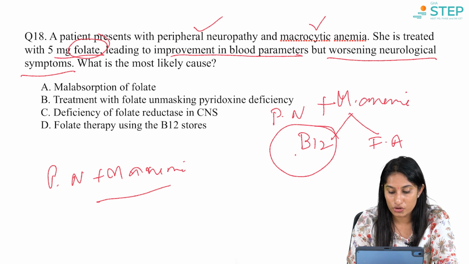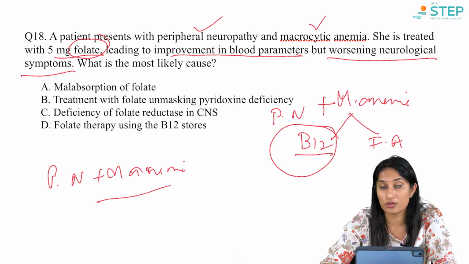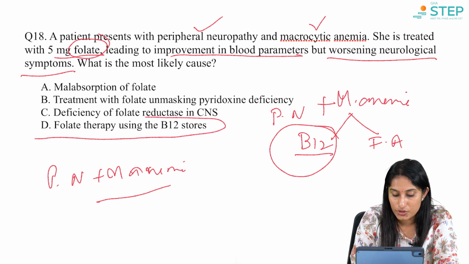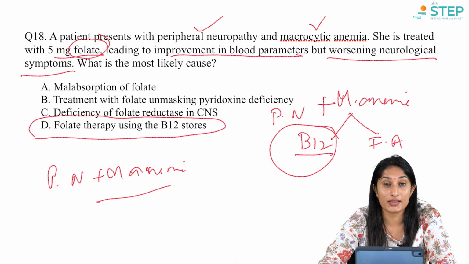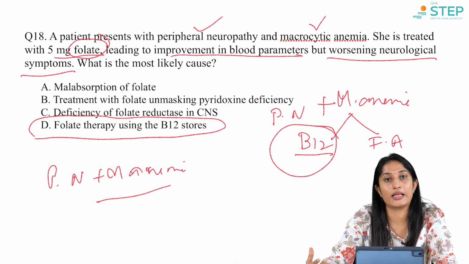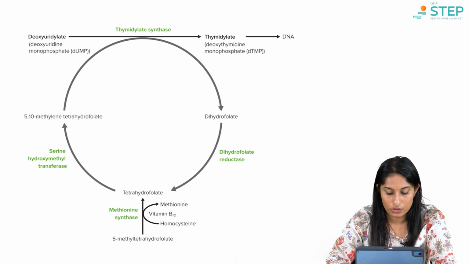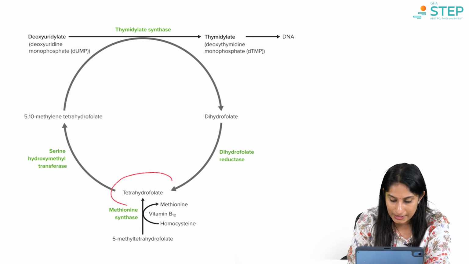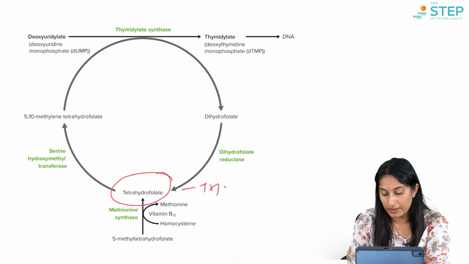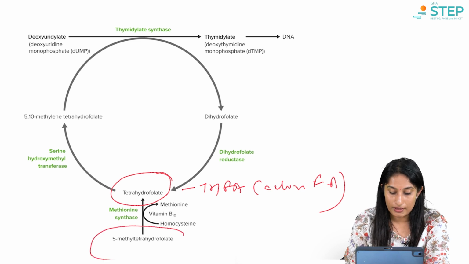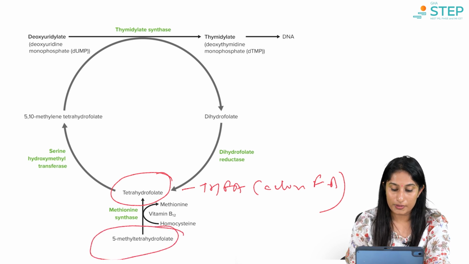So, I have mentioned to you already, B12 is the one causing neurological symptoms. So, the correct answer is option number D. Folate therapy given to the person has used up even the available B12 stores. So, let us look into this simple pathway, where THFA, or tetrahydrofolate, which is the active form of folic acid, is taking part in the 1-carbon metabolism.